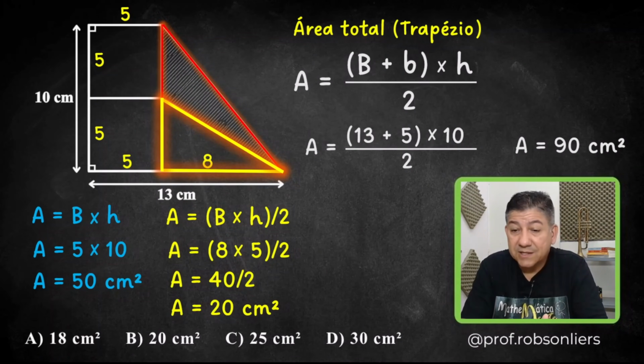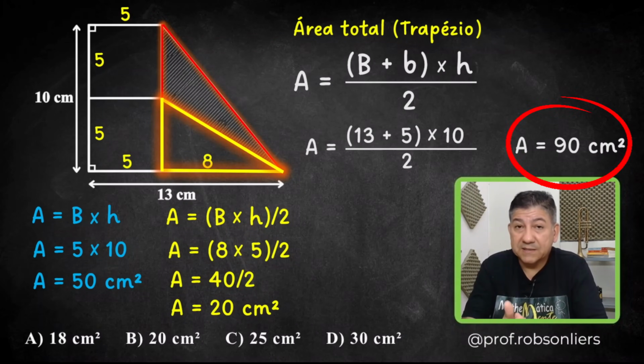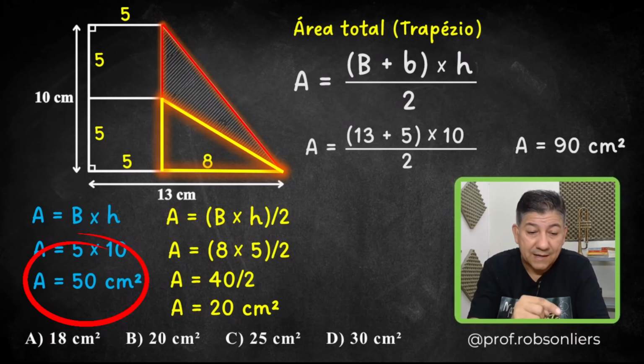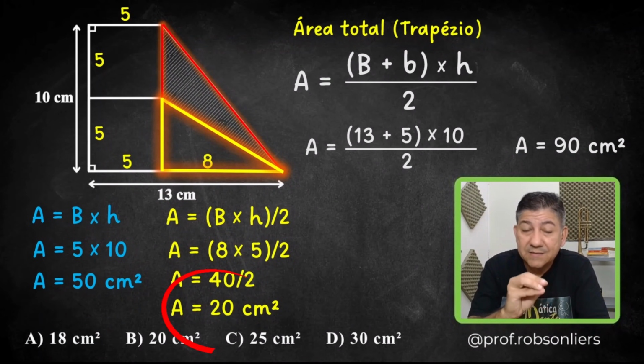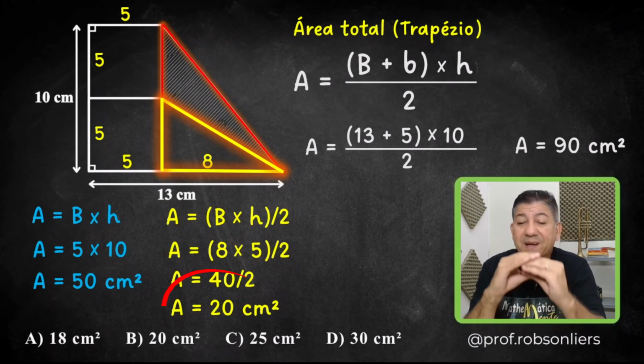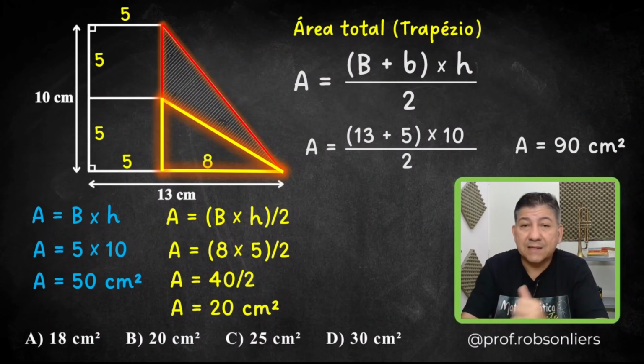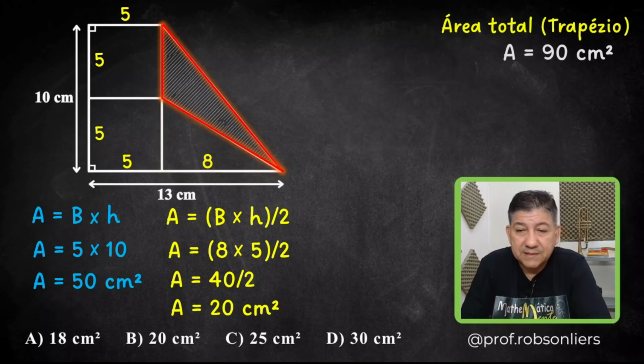Cool, look, now we already have the total area, which is 90 square centimeters. We already have the areas of the two squares, which is 50 square centimeters, and we already have the area of this triangle, all right? Let's take the total area and subtract these areas. We'll be left with the shaded area. I'm going to clean and organize this, see? The total area of the trapezoid is 90. I wrote it in the corner there.